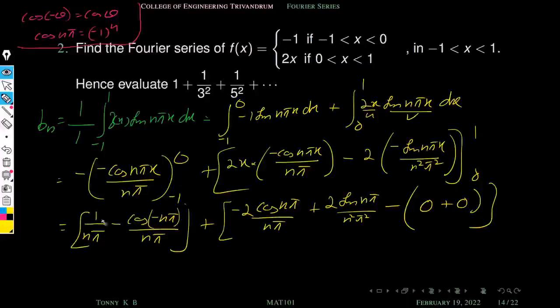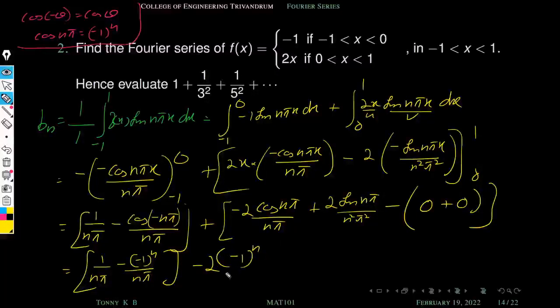Okay, and here we know that cos minus theta equal to cos theta, and cos n pi equal to minus 1 raised to n. So this is actually cos n pi, and that is minus 1 raised to n. So this becomes 1 by n pi minus 1 raised to n by n pi, and now this term is minus 2 times. What is cos n pi? That is minus 1 raised to n by n pi, and sin n pi is equal to 0. So that's all.